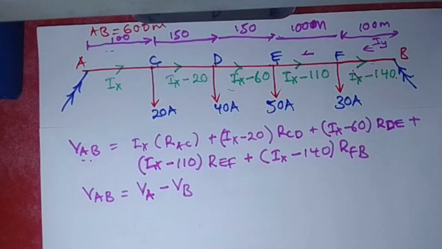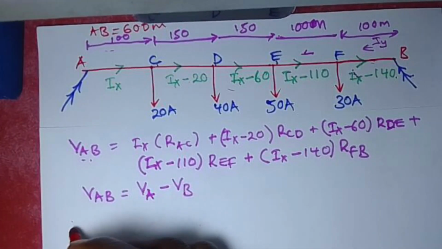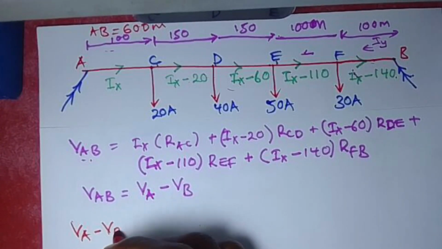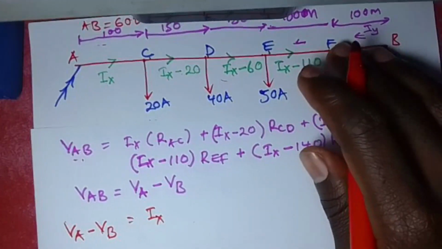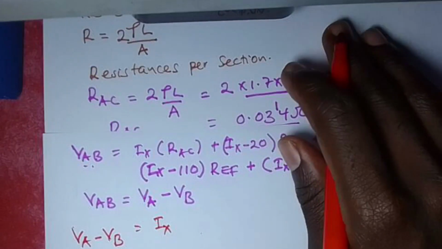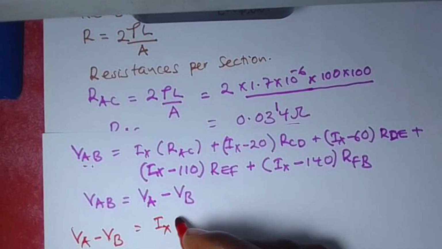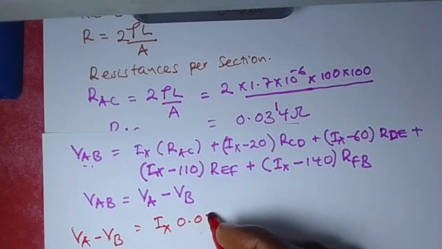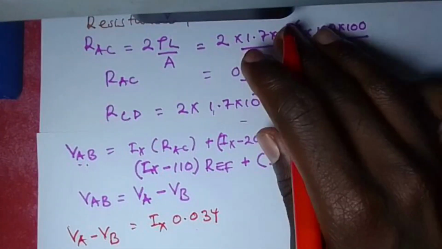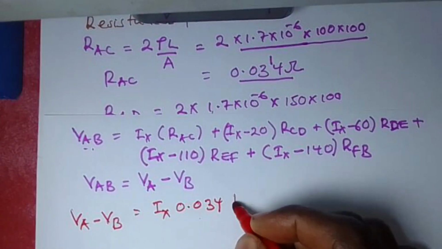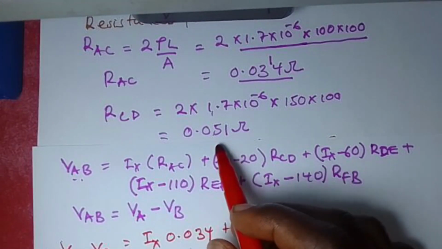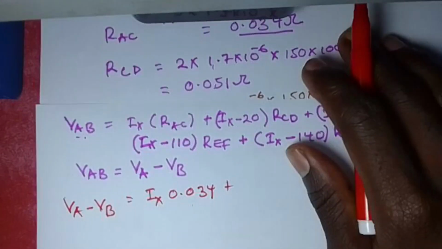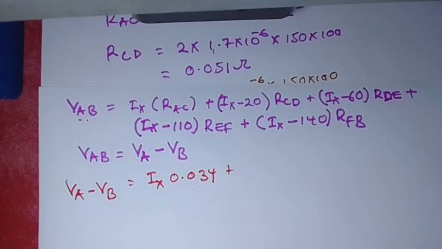So from there, let's move on and calculate that. VA minus VB is going to be equal to this value of Ix times my value of resistance, RAC, which we got as 0.034, plus this value here, RCD, which we got as 0.051.